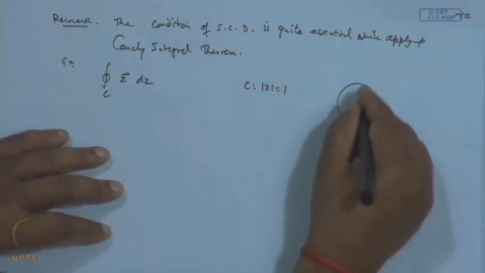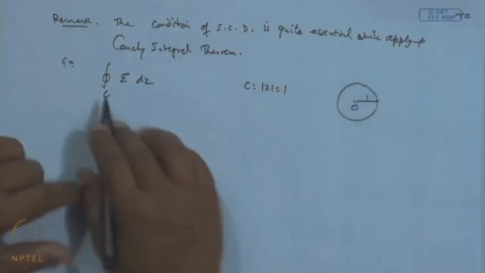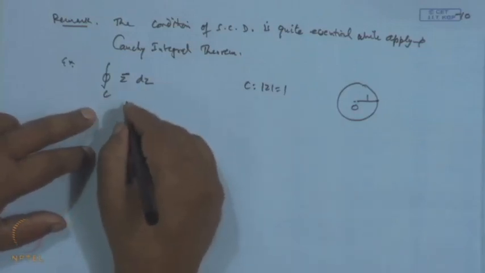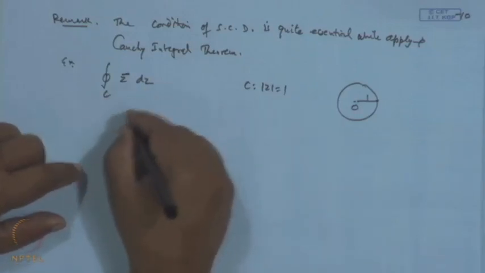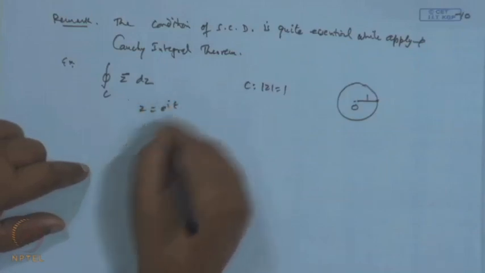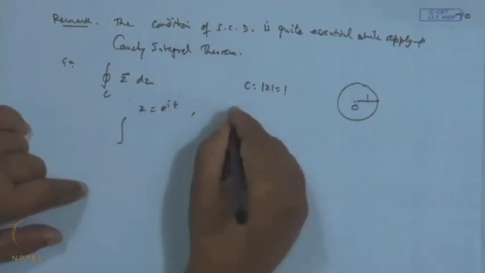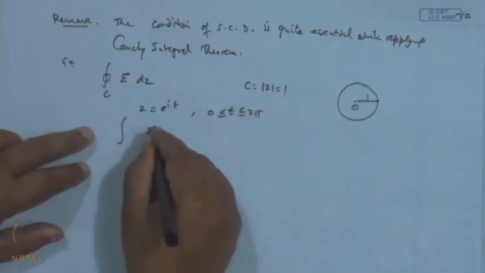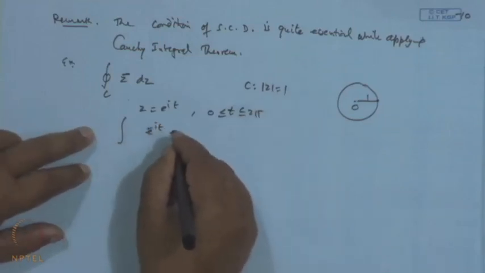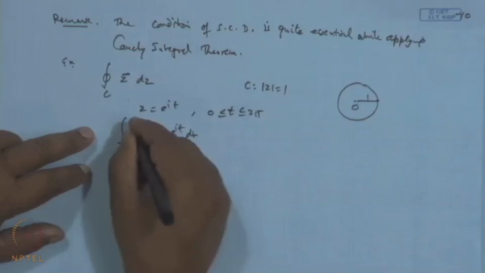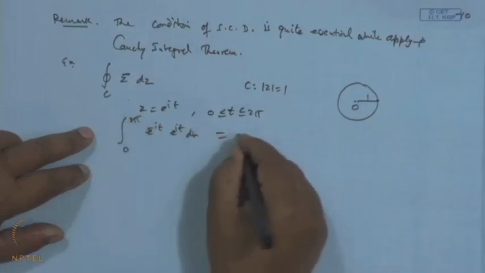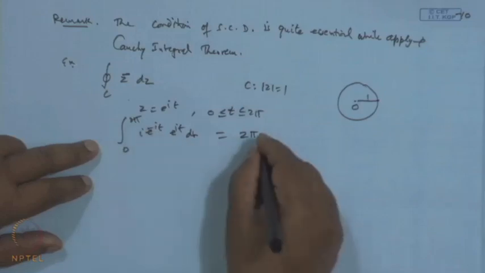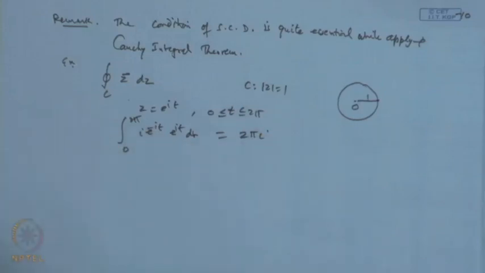This is centered at 0, radius 1. C is a closed curve. Now, if I compute the value of this integral, t ranges from 0 to 2 pi, and z bar is e to the minus i t, dz is i e to the i t dt, from 0 to 2 pi. So, the value will come out to be 2 pi i.